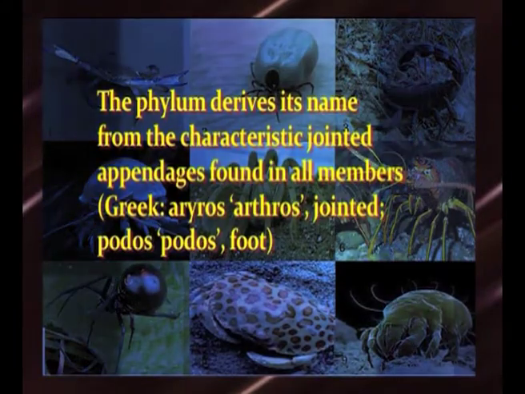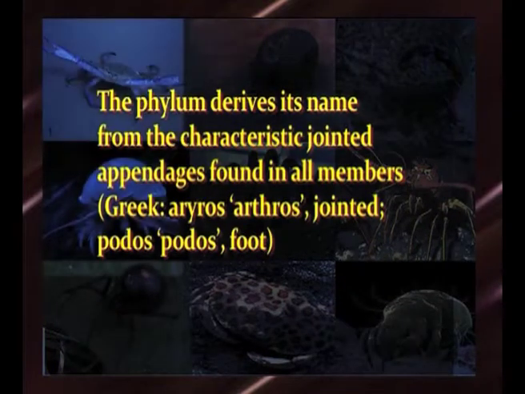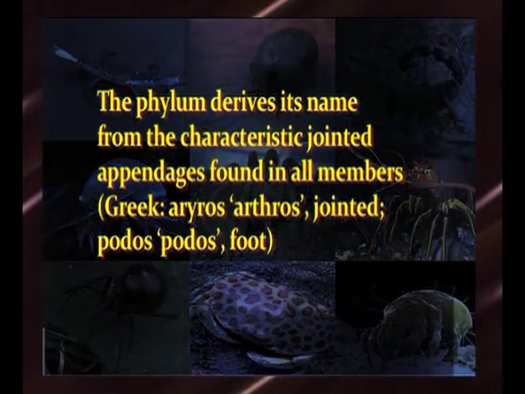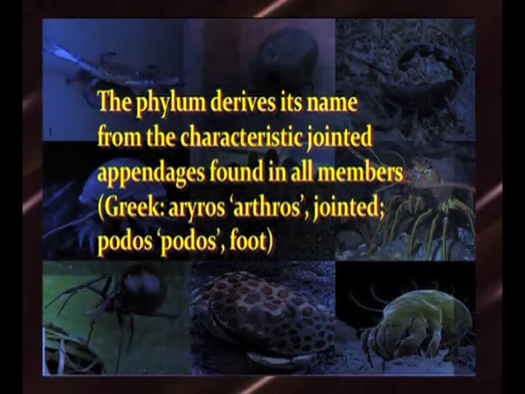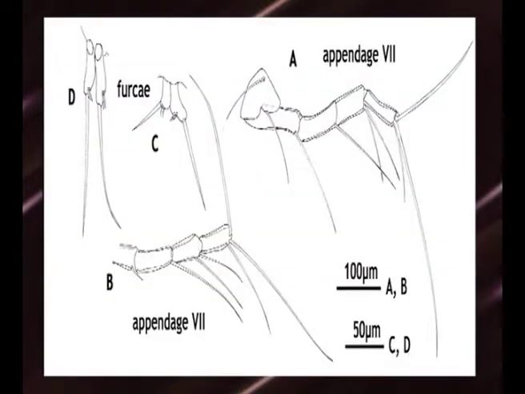The phylum derives its name from the characteristic jointed appendages found in all the members, from the Greek words arthros, meaning jointed, and podos, meaning foot. These jointed appendages, which consist of individual elements called podomeres, take the form of walking legs, gill branches or antennae. Broad divisions can be made within the arthropods depending on the exact nature of the leg appendages.